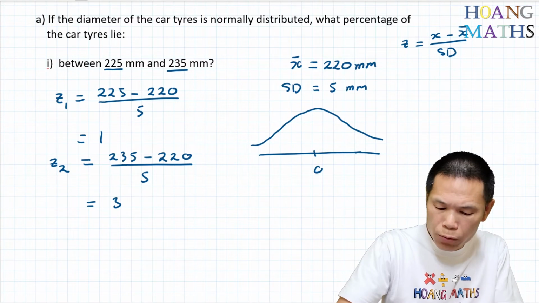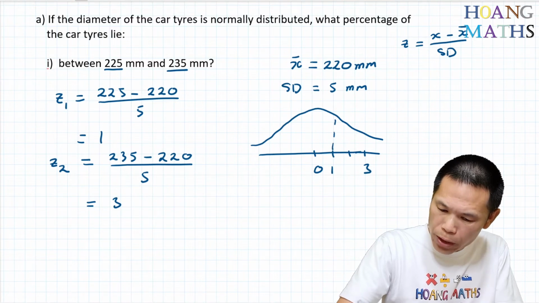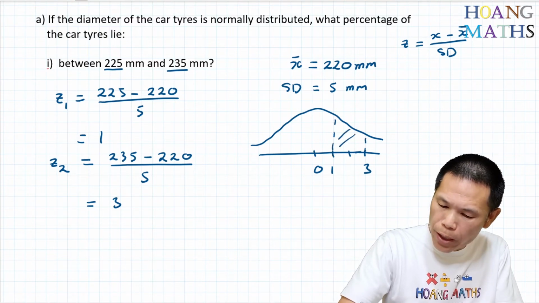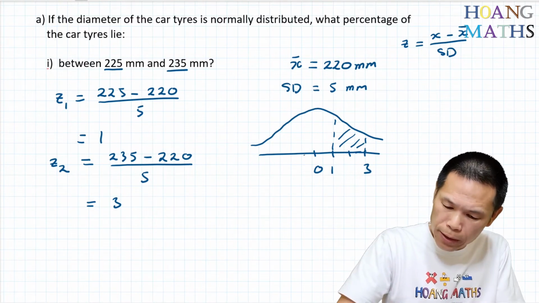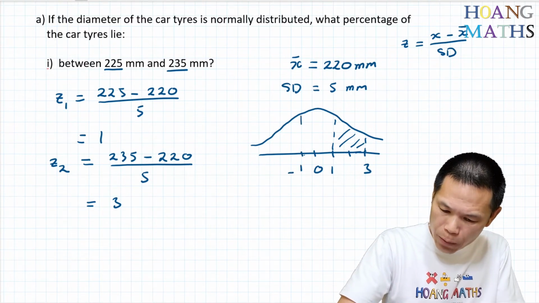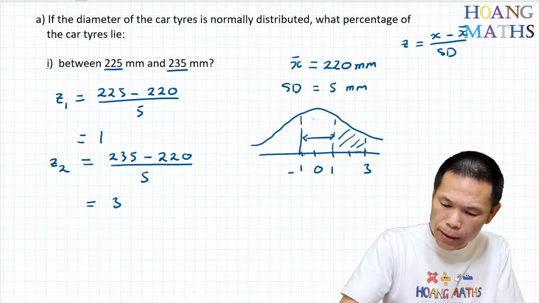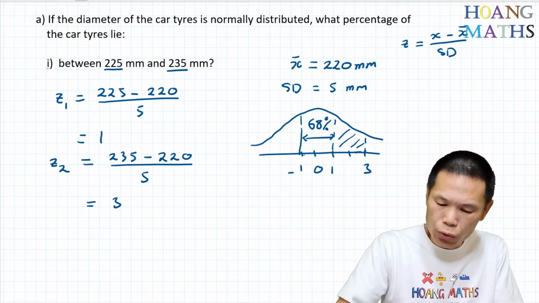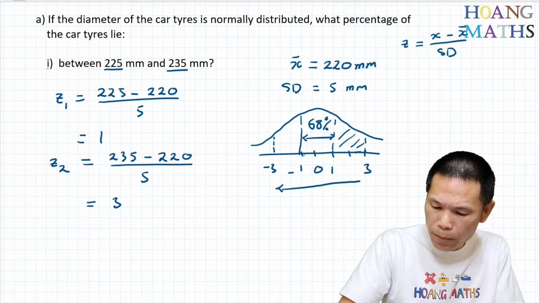So this is 0. So Z is 1, 2, 3, and 1 here. So we need to find this area here. And always draw symmetrical. Remember 1, so -1 here. And we know that from -1 to 1 is 68%. And from -3 to 3 is 99.7. So from here to here is 99.7.